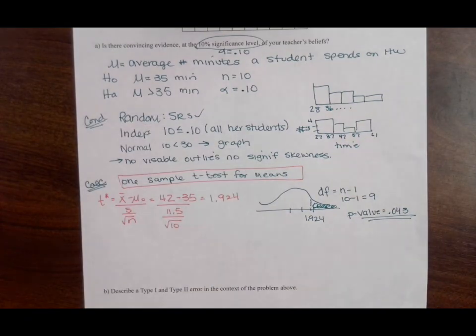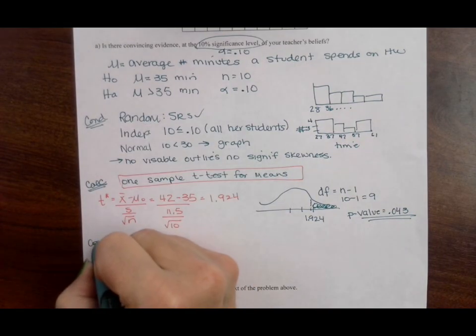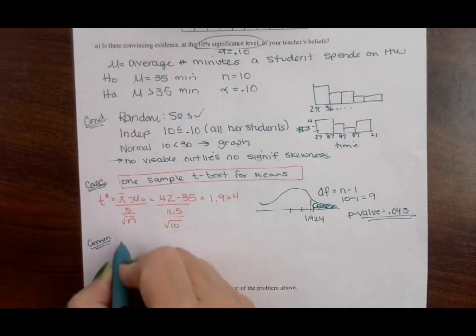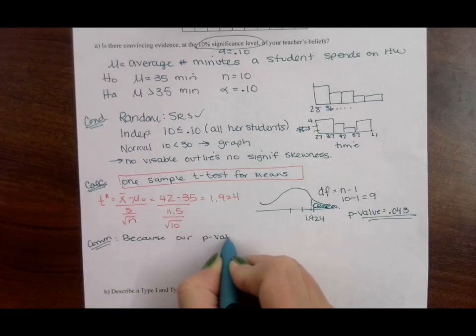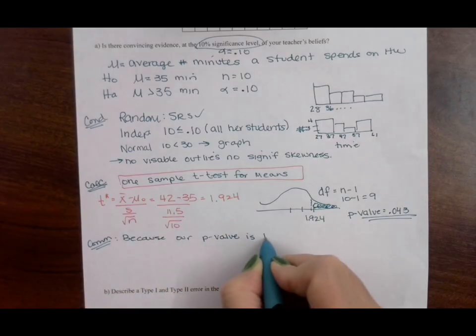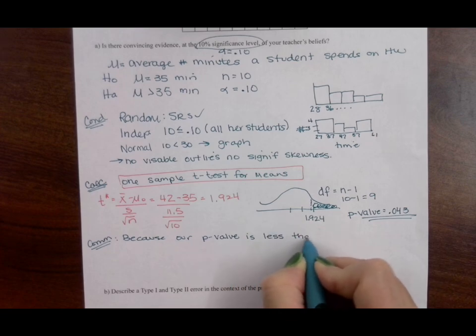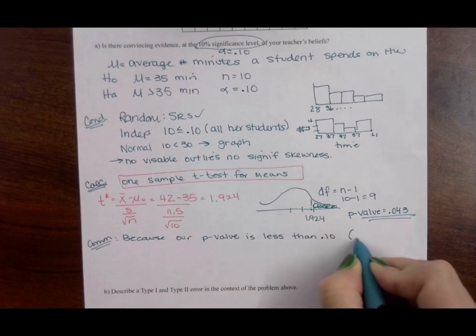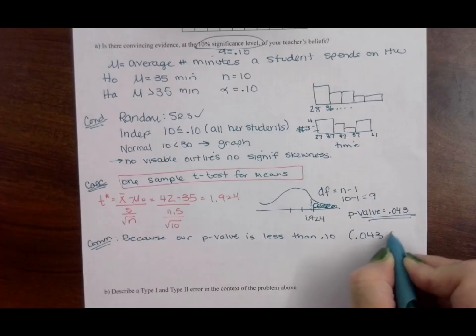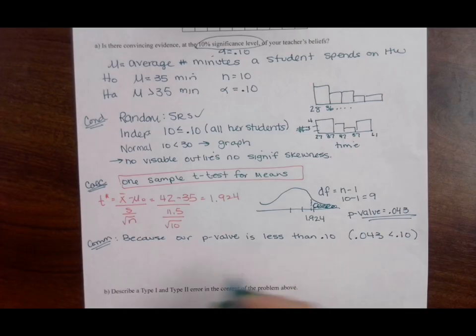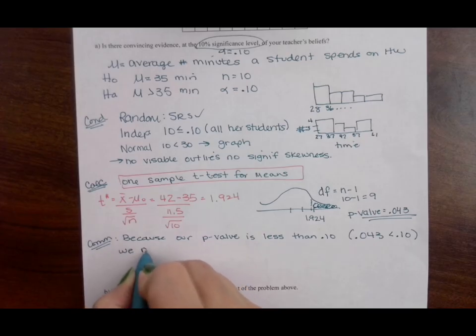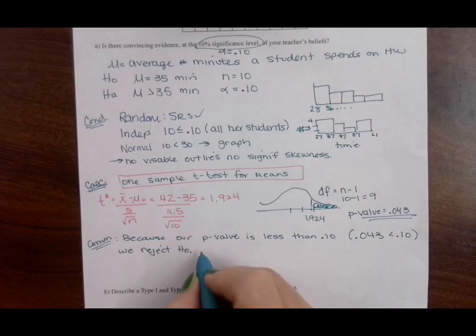All right, so now here's my communicate section. Because our p-value, 0.043, is less than 0.10, and remember this is my significance level, we reject the null.